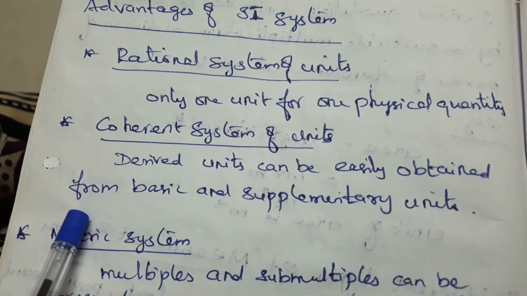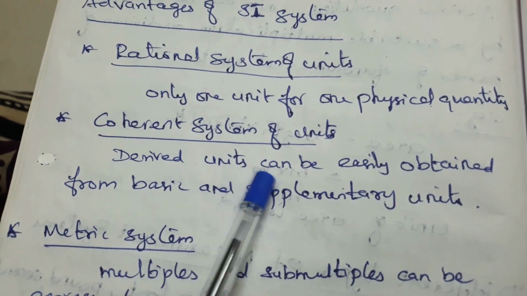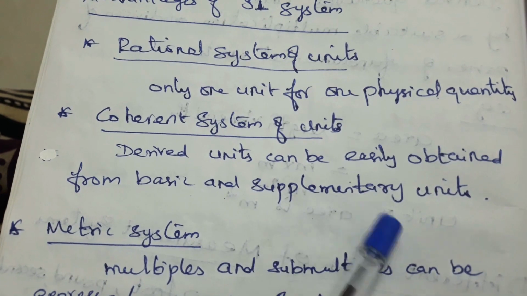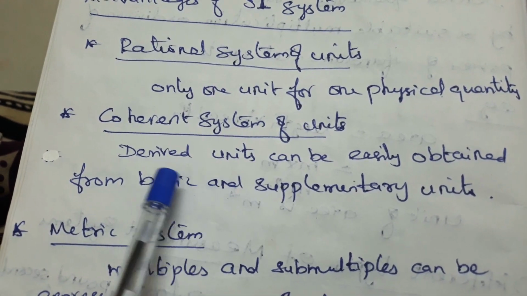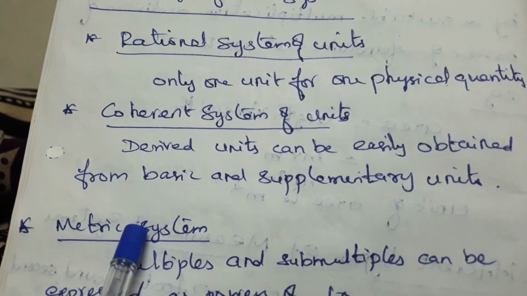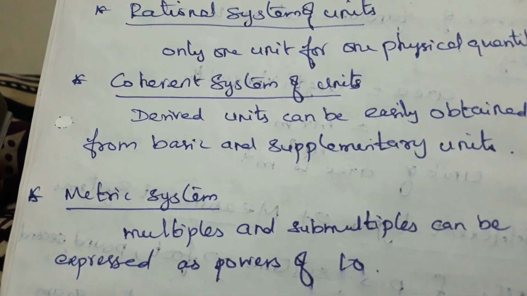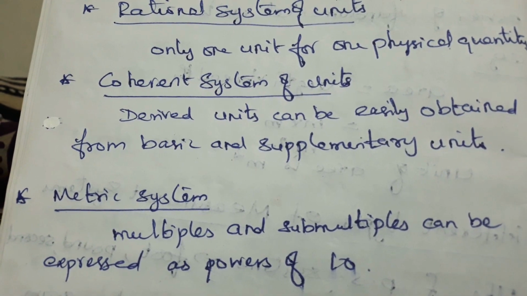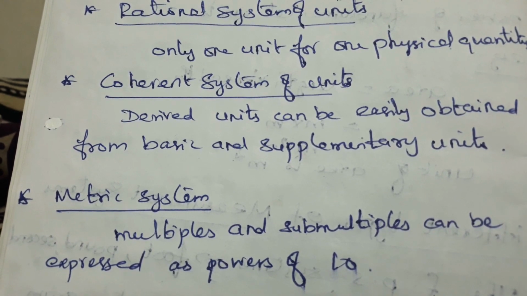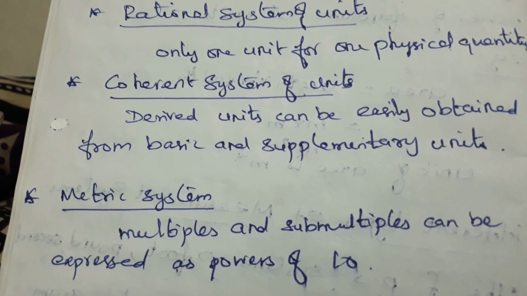Coherent system of units. What do you mean by a coherent system of units? Derived units can be easily obtained from basic and supplementary units. In this system, all the derived units can be easily obtained from basic and supplementary units, which means it is a coherent system of units. So from the basic units meter, kilogram, second, we can easily get the units of derived quantities.